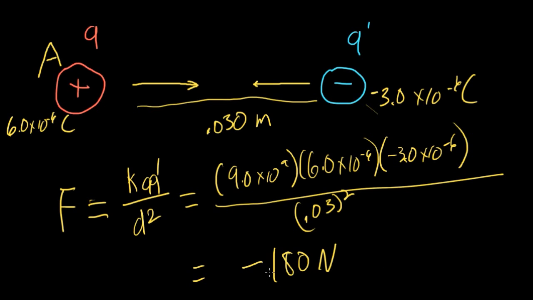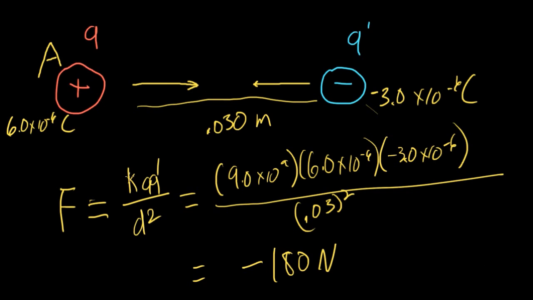And remember, a negative force means attraction, which is what we should get. And why is our answer negative? Because there's a negative here, all the rest are positive. When you square this, it's going to be positive. We'll have a negative divided by positive. Our final answer is negative. So this is pretty easy.